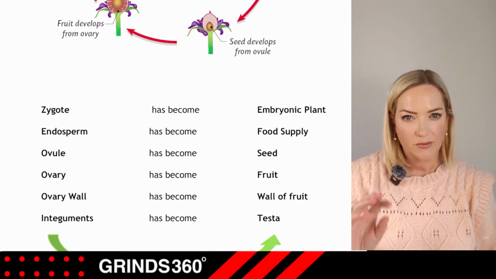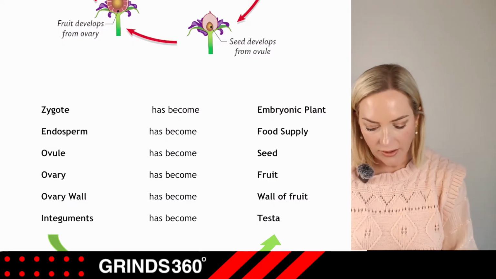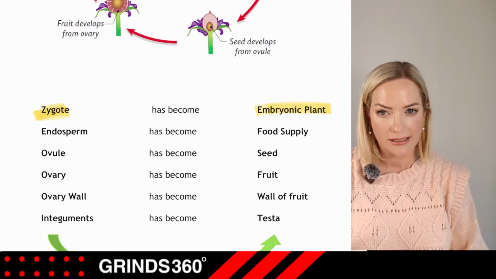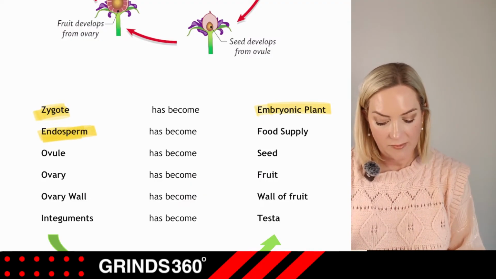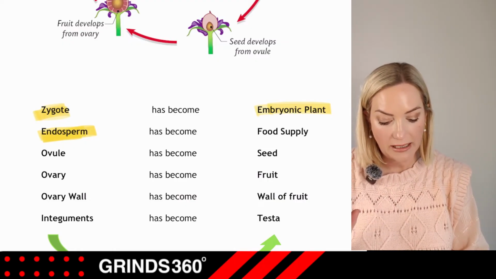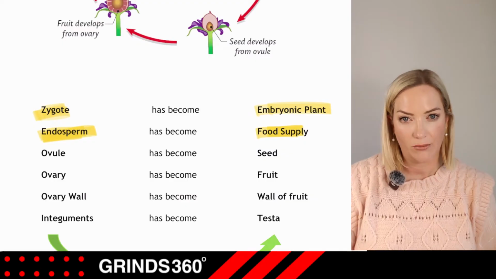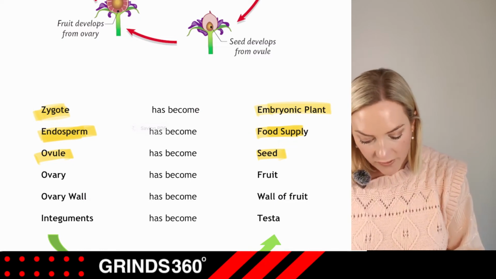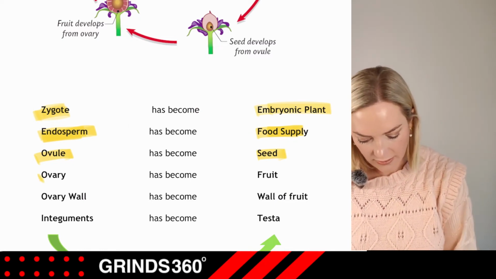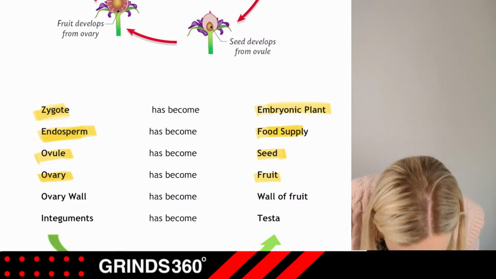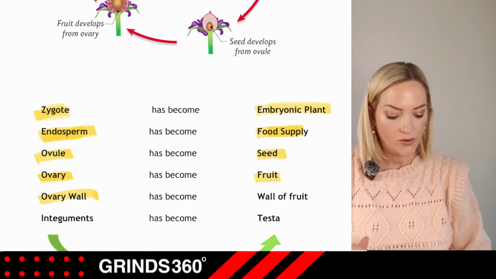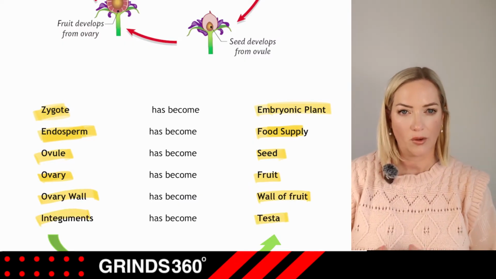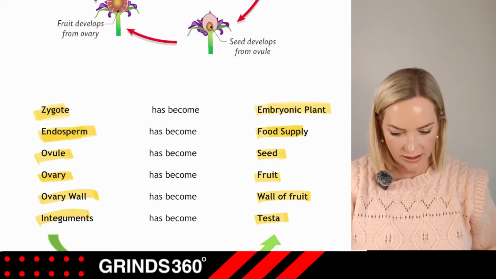Your zygote becomes your embryonic plant. Okay, so that was our diploid zygote. That's going to become the plant, your embryonic plant. Your endosperm, our triploid endosperm, is going to supply food to the developing embryo. Your ovule will become the seed. The ovary becomes the fruit. The ovary wall becomes the wall of the fruit. The integuments become the testa. So you do need to know what becomes what after fertilization has occurred.